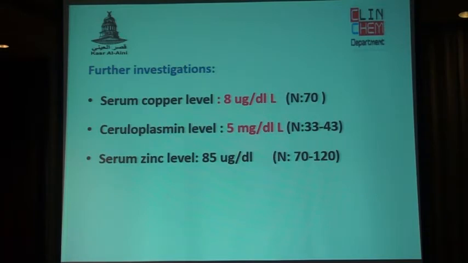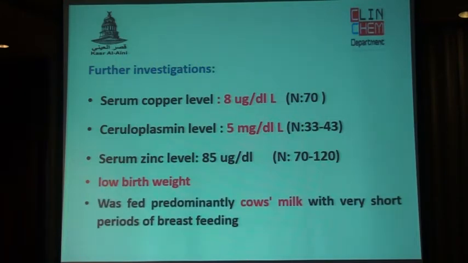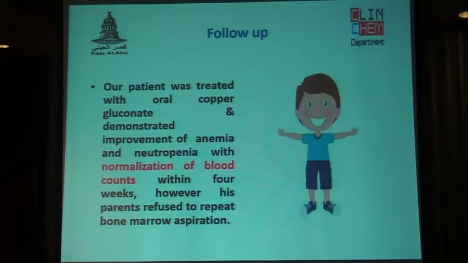However, when we revised the prenatal and nutritional history of our patient, we found that he had a low birth weight and was fed predominantly on cow milk, and both are risk factors for copper deficiency. Our patient was treated with oral copper gluconate and demonstrated complete improvement of anemia and neutropenia and normalization of blood count.